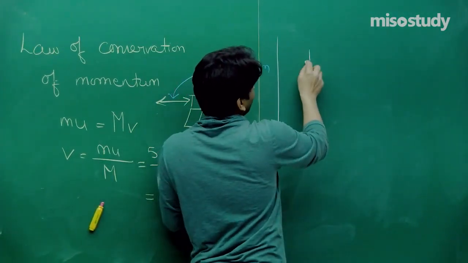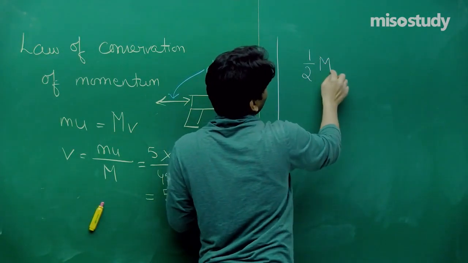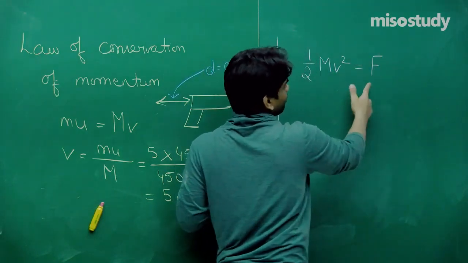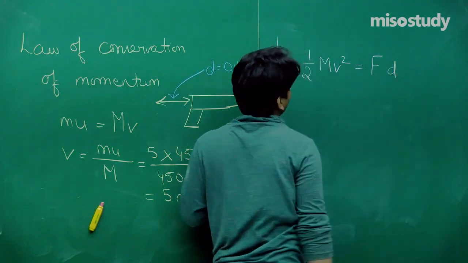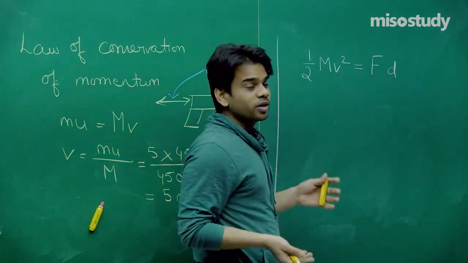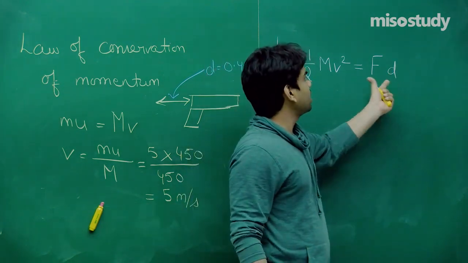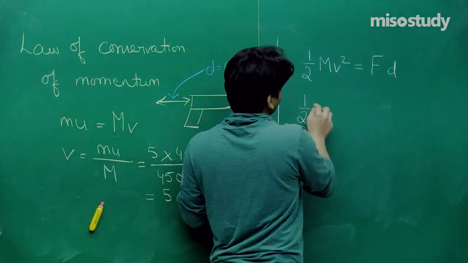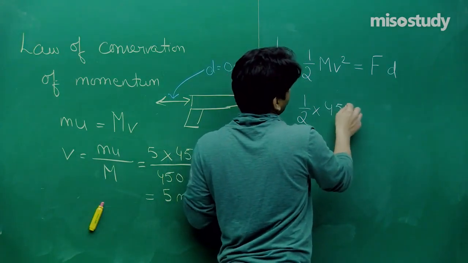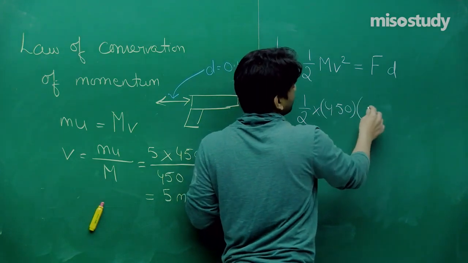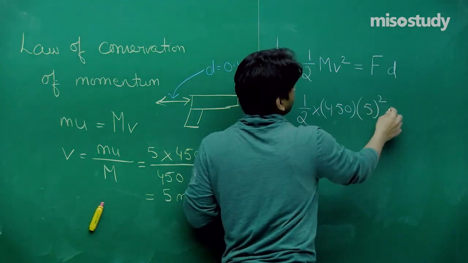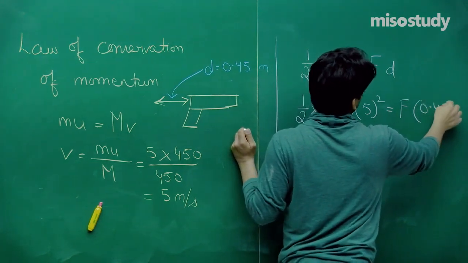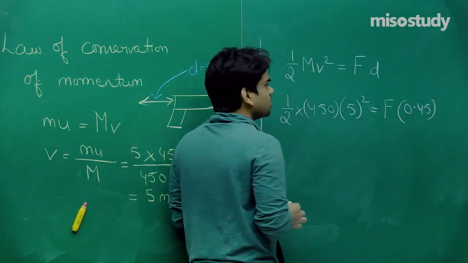We know that the kinetic energy that the gun will be having will be half mv square, and this will be F, the braking force, into the distance that would be traversed. If we talk about the mean braking force, we multiply with distance, work done, that will be equal to the kinetic energy of the gun. Put up the values: half, mass is 450 kg, v square, that we have evaluated as 5, force that we need to evaluate, the distance that it has moved back, that is 0.45. We can easily solve it.